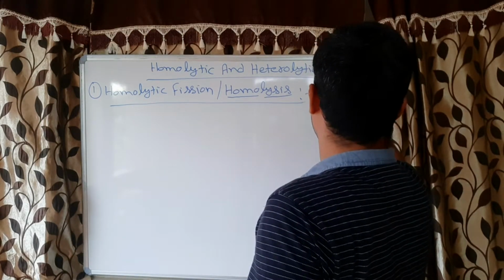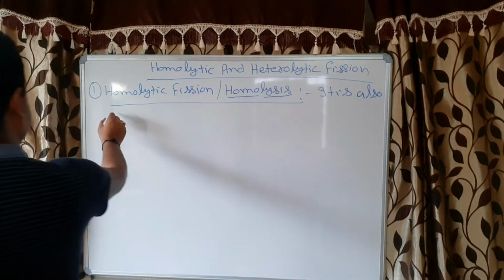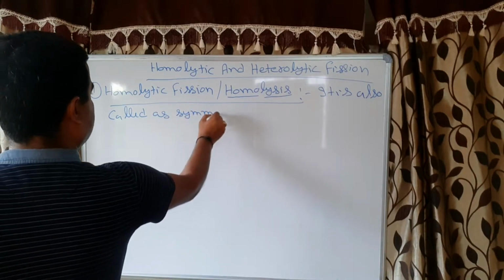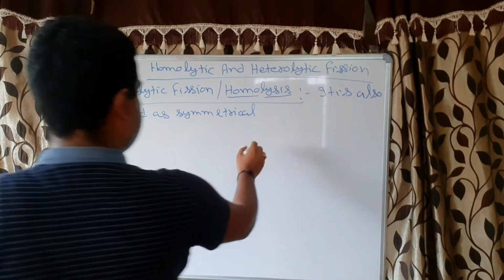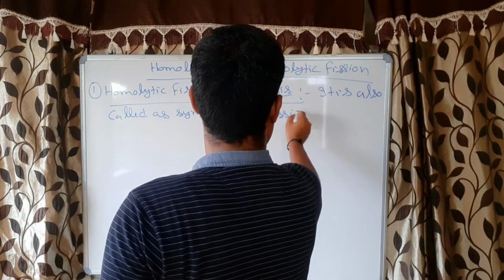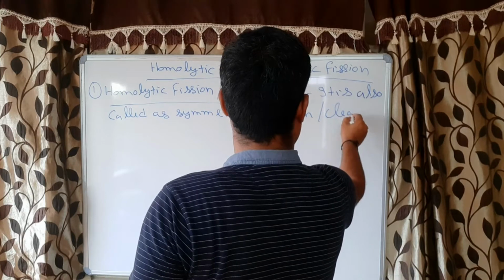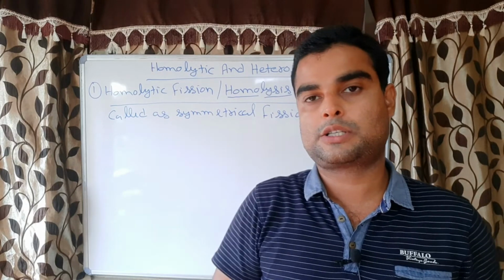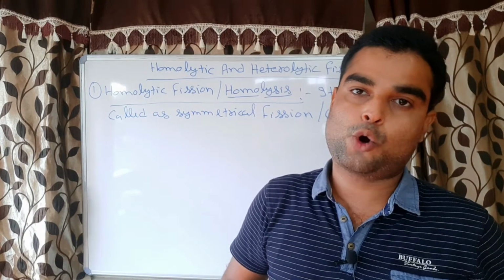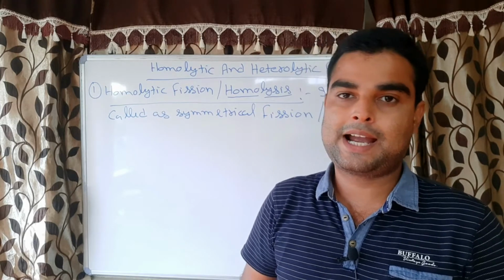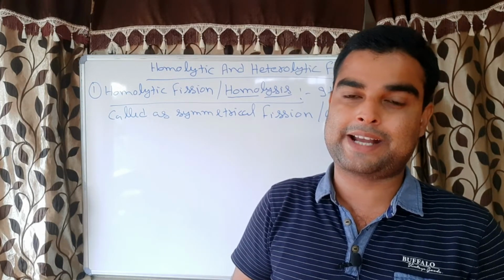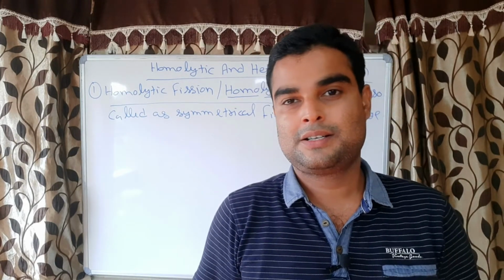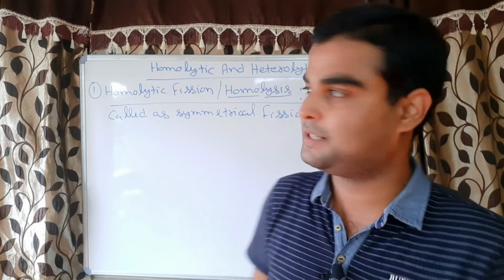So it is also called as symmetrical fission or cleavage. Now, what is symmetrical fission or symmetrical cleavage? When a covalent bond breaks in such a way that each atom of the covalent bond takes away one electron of the shared pair of covalent bond, then it is called homolytic fission or symmetrical fission.